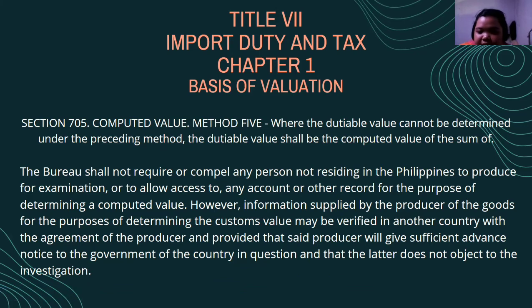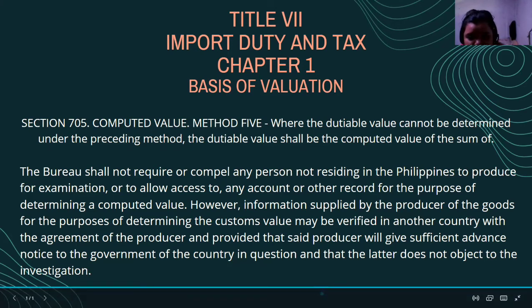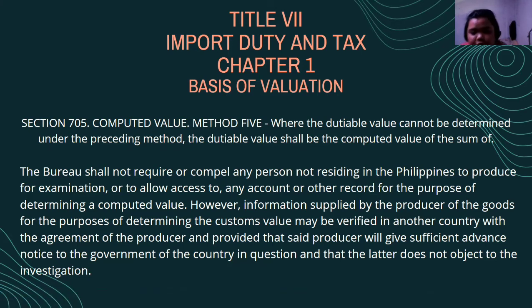So the fourth one is any assist, if its value is not included under paragraph 1 hereof. And the last one is the cost of containers and packing, if their values are not included under paragraph 1.